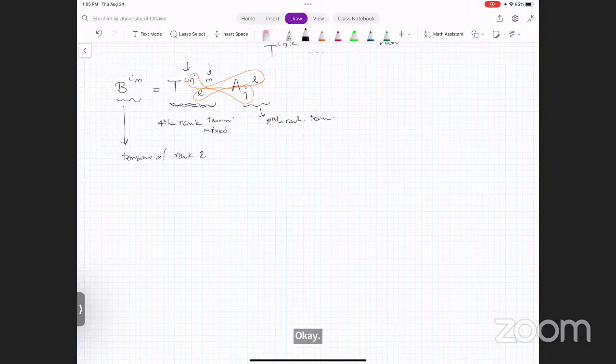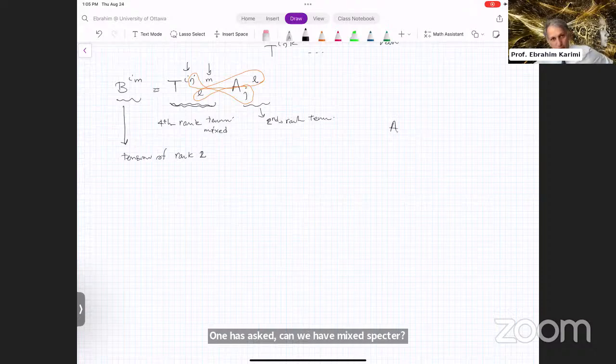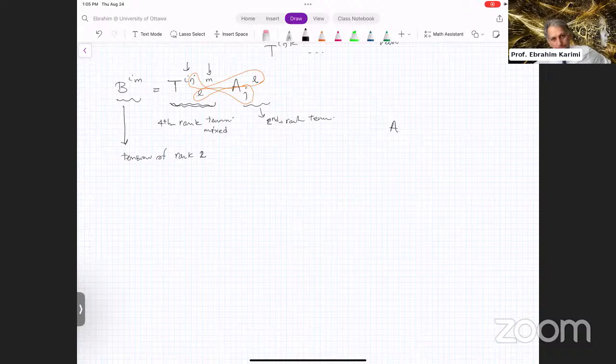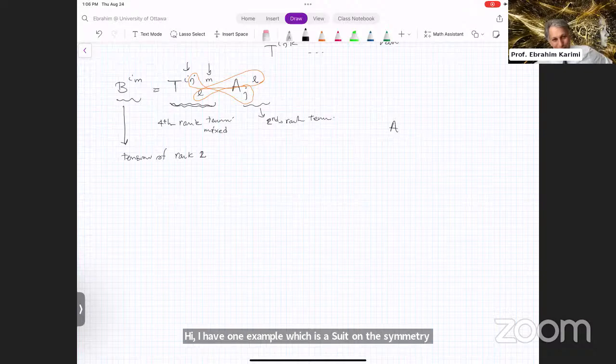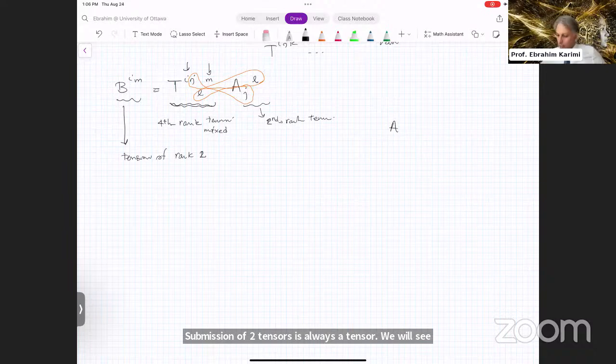Someone has asked, can we have a mixed vector? A mixed vector has one index. How do you write a mixed vector? I have one example, which is pseudo-antisymmetric matrices, from which I can build some kind of vectors, but I will leave it to you. The summation of two tensors is always a tensor. Yes, we will see that. If there is no question, please share the attendance.